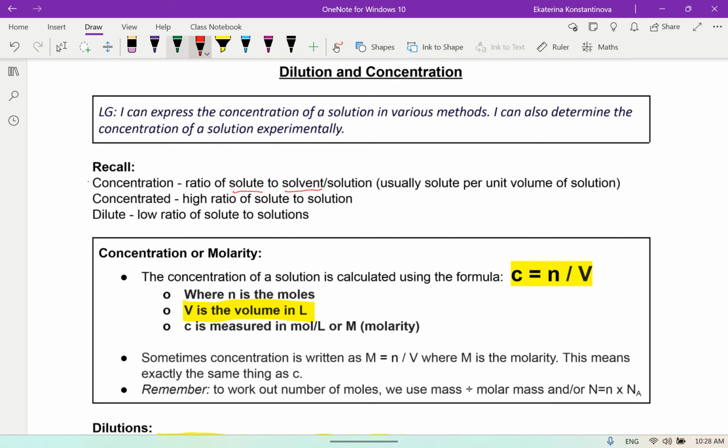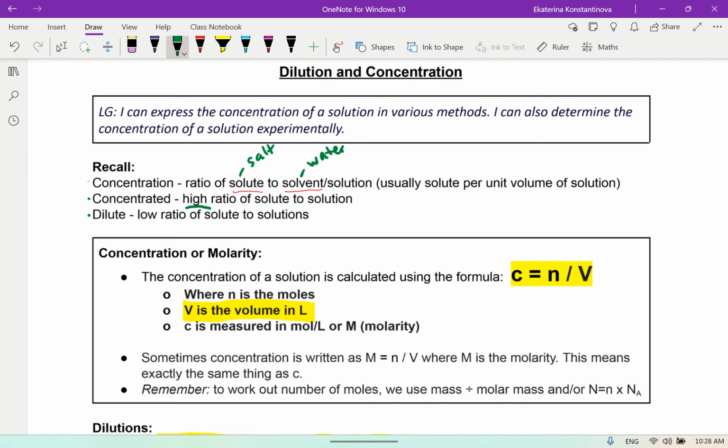So let's say we were boiling some pasta, right? Our solute would be our salt, or NaCl. Our solvent would be our water. And our solution would be salt and water in our pot, okay? Now, the term concentrated means there is a high ratio of solute to solution. So this is when your pasta water is quite salty and your pasta turns out quite salty, okay?